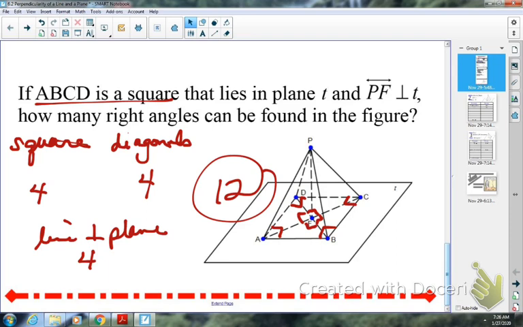If you're confused about the line perpendicular to the plane concept, my right angles would be AFC, AFB, AFA, and AFD. Those would be those 4.